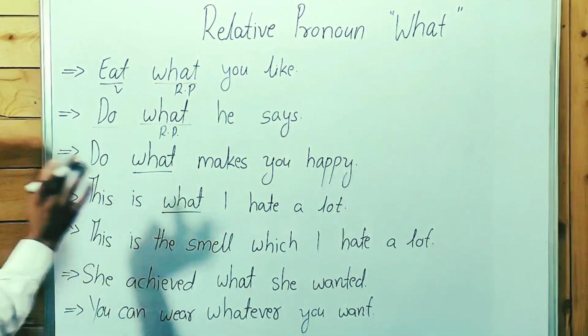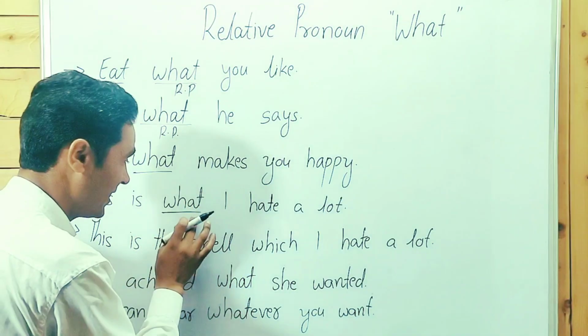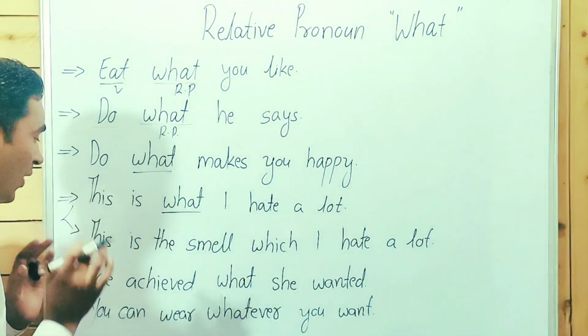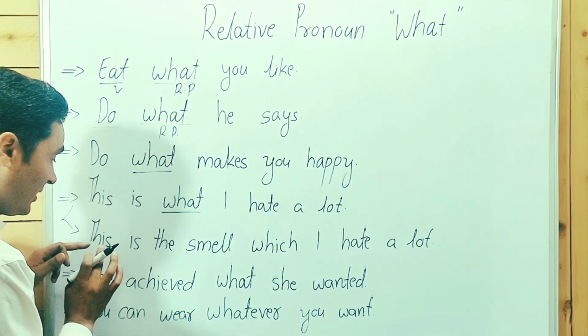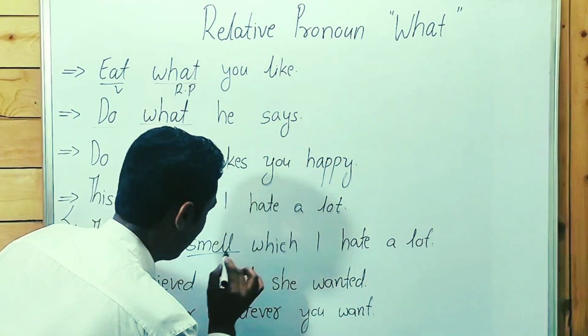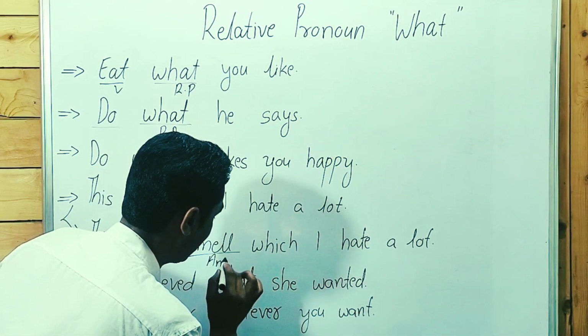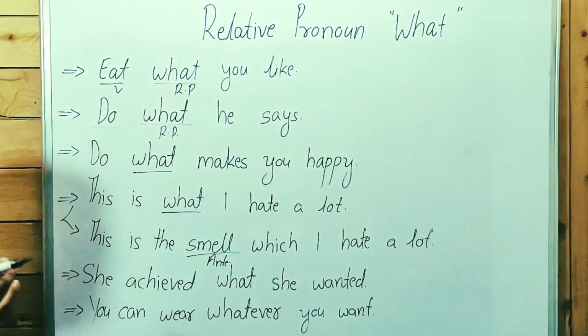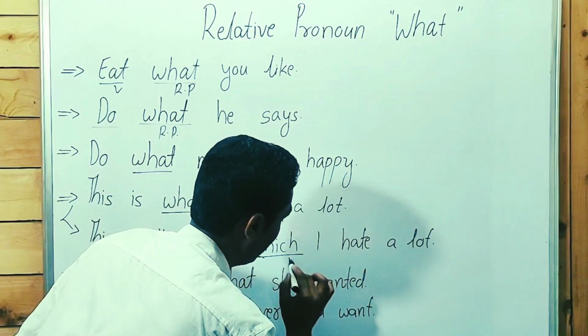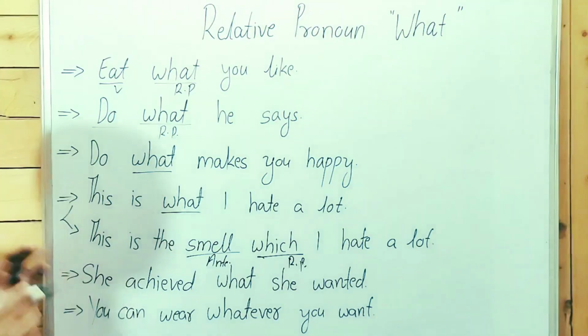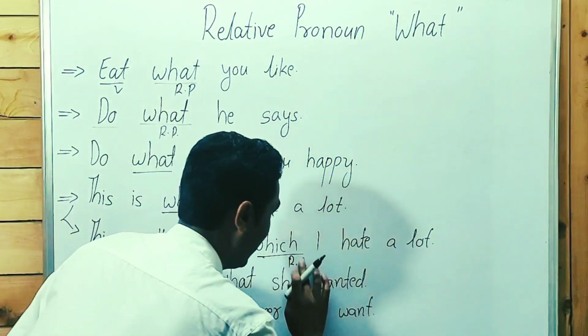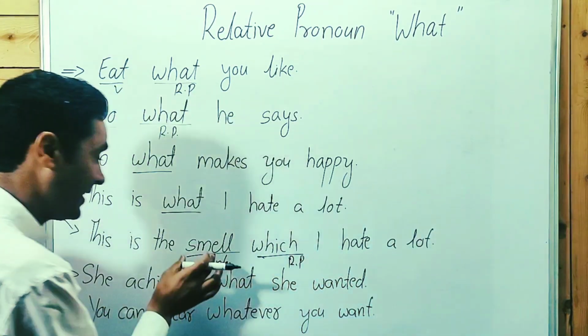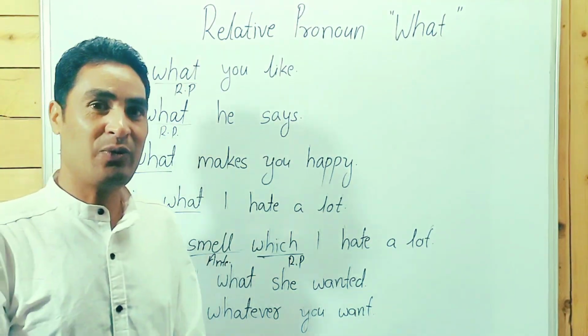Antecedent has not been given in this sentence, that's why we use what. Here, this is the smell. Smell is a noun, it's an antecedent. Which is a relative pronoun. Point to be noted, the antecedent is smell. Smell is a non-human being, a thing.